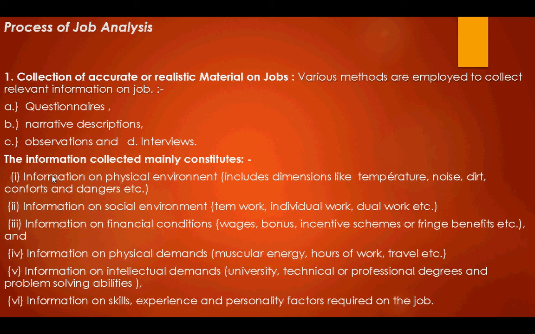Information on social environment: teamwork, individual work, whether the work has to be taken up individually or in a group, dual work, etc. Information on financial conditions includes wages to be given, bonus, incentives, schemes, or fringe benefits which must be given to a particular job, etc. Information on physical demands: muscular energy, number of hours to be worked, travel, etc. Information on intellectual demands includes university, technical degrees or non-technical degrees, problem solving abilities of a person to be employed, etc. Information on skills, experience, and personality factors required on the job. So this is the first step.